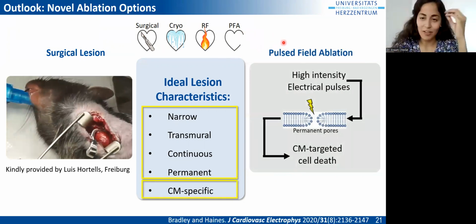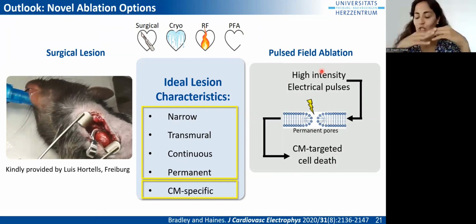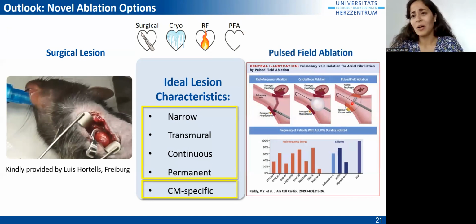Another type of scar that we're trying to explore is one that there's a lot of buzz about in the field: pulsed field ablation. Here, high intensity electrical pulses are applied. This creates permanent pores in the membrane, and as cardiomyocytes are more sensitive to these high intensity electrical pulses, it's thought to be a cardiomyocyte-specific approach. There should also be less undesirable damage to nerves or the esophagus compared to the classic radiofrequency and cryoballoon ablation approach.